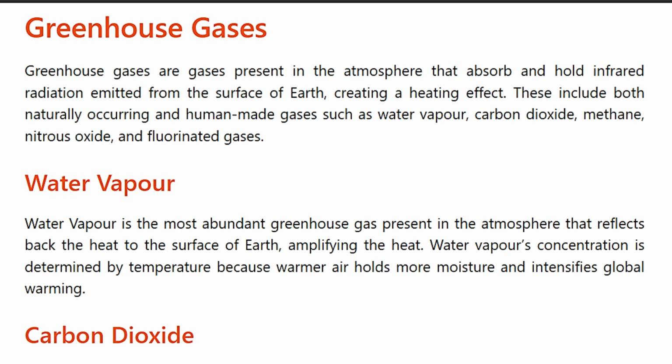Greenhouse gases. Greenhouse gases are gases present in the atmosphere that absorb and hold infrared radiation emitted from the surface of Earth, creating a heating effect. These include both naturally occurring and human-made gases such as water vapor, carbon dioxide, methane, nitrous oxide, and fluorinated gases.